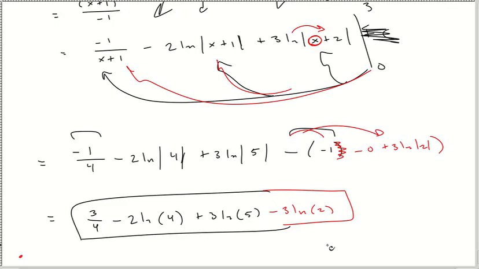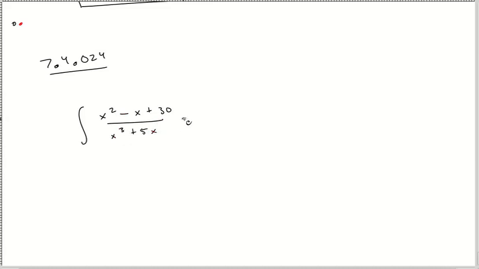Okay, cool. Well, we're done with that one. Next one. We're going to be here quite a while. I got plenty of these to do with you. So I got the integral of x squared minus x plus 30 divided by x cubed plus 5x dx equals what?